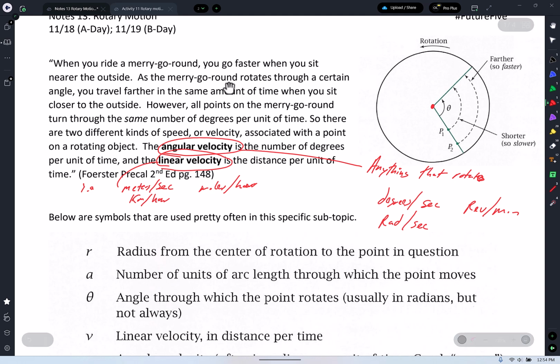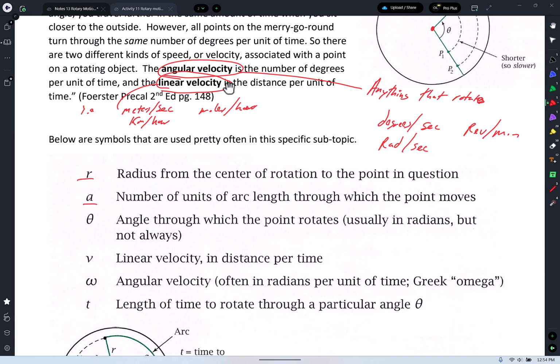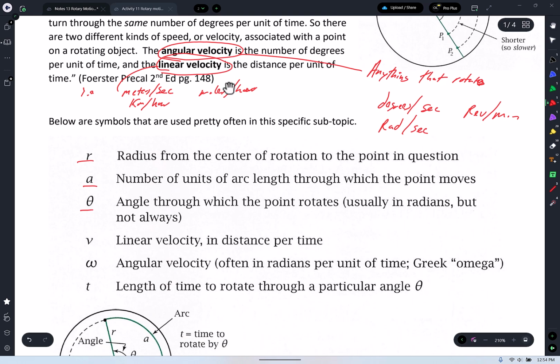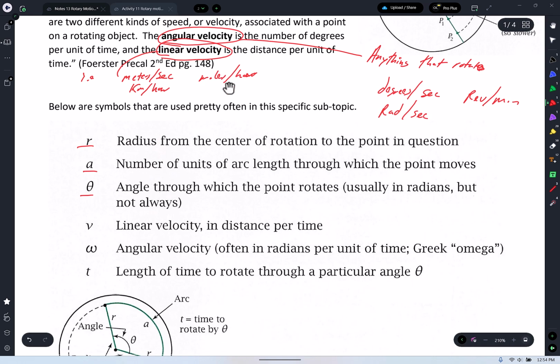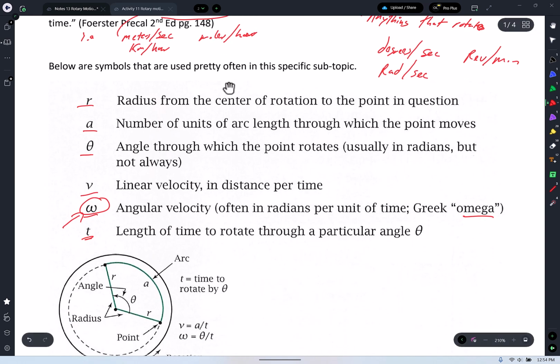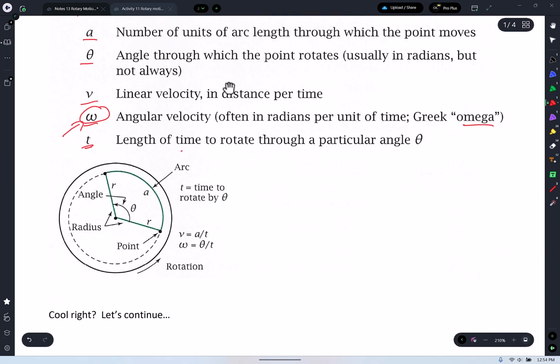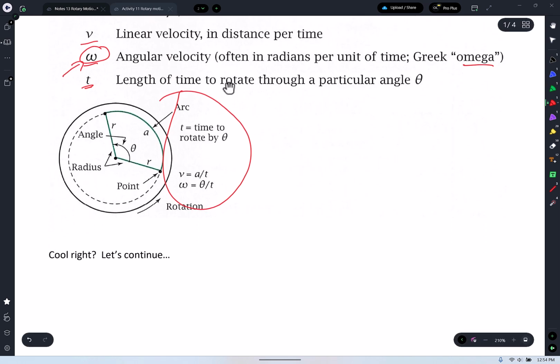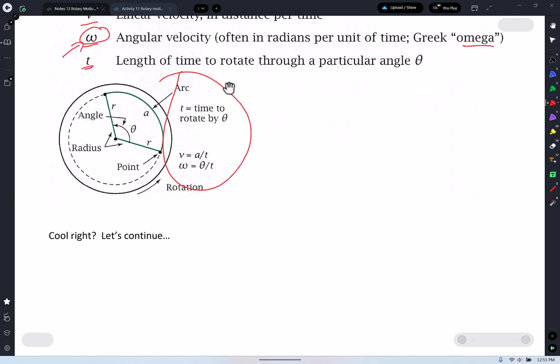Okay. Now, r stands for radius, a stands for arc length, theta stands for the angle that you rotate, v is linear velocity, and this is called an omega. Omega is what we use for angular velocity, and t stands for time. Why do they give you all that? So they can give you formulas, right? We're going to say that 1 radian is equal to the radius. So write that down. When you hear 1 radian, you're talking about radius.